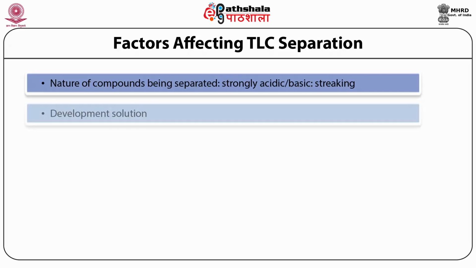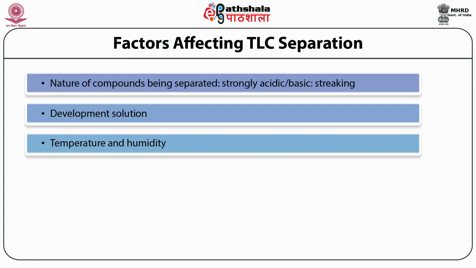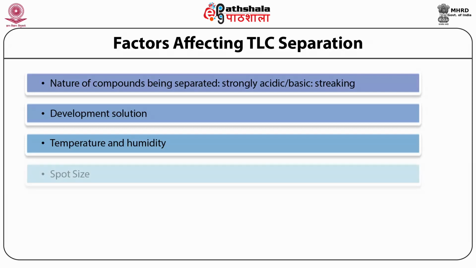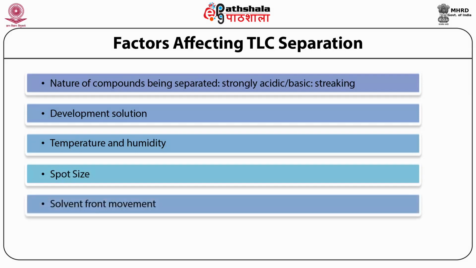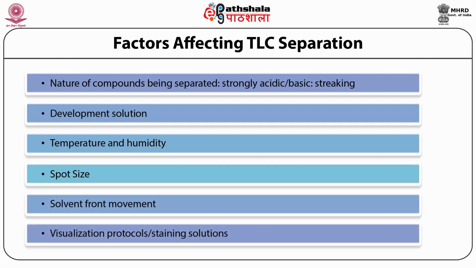Then the kind of development solution used can affect the separation. The temperature and humidity can affect the separation. The amount of sample that was initially applied, or the spot size, can also influence the separation of the components. Then the solvent front movement and the final visualization protocols that have been used, or the staining solutions that have been used, also affect how well these spots will be delineated.